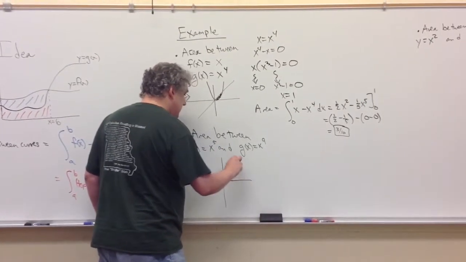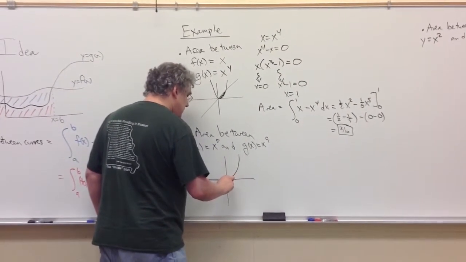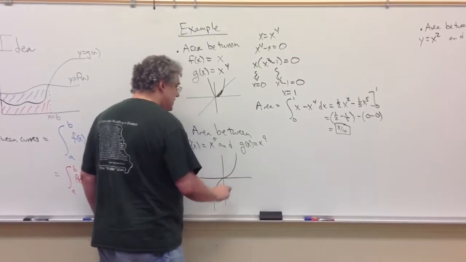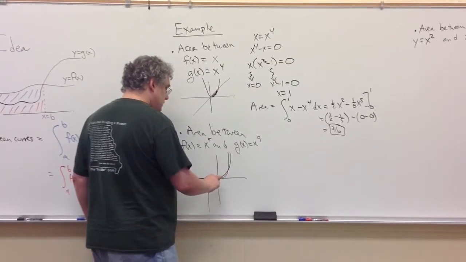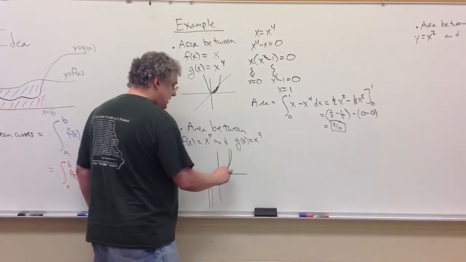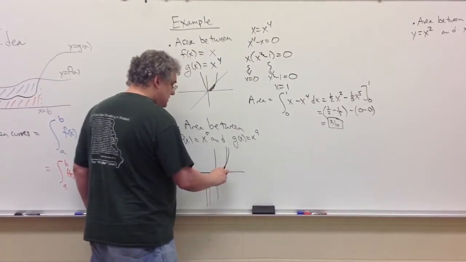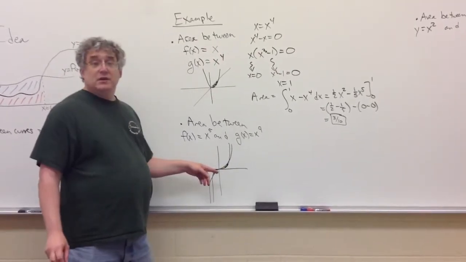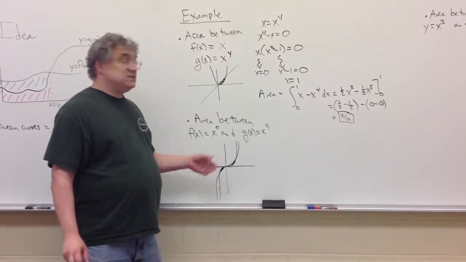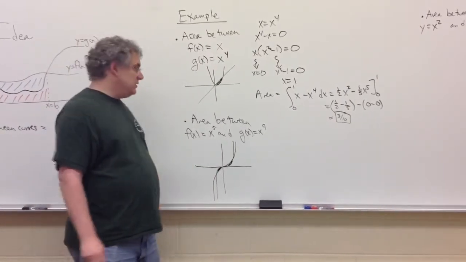x to the fifth kind of looks like a flatter x to the third, well, flatter and steeper. And x to the ninth is even more so. And I've done this carefully. There's two curves, there's two pieces in here. It looks like they bump into each other in the middle. So let's figure out the first step. The first step is to figure out where they intersect.